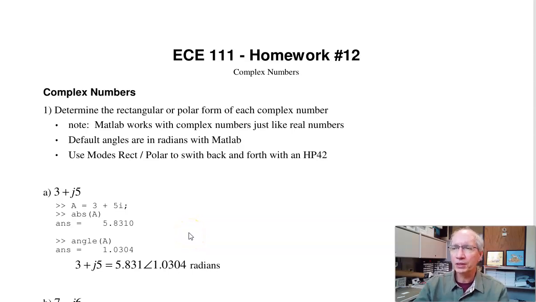Here are solutions to homework set number 12 for ECE 111. This homework set looks at complex numbers. Now with this homework set, you can use Matlab. Matlab works with complex numbers just fine. A little bit of an overkill.